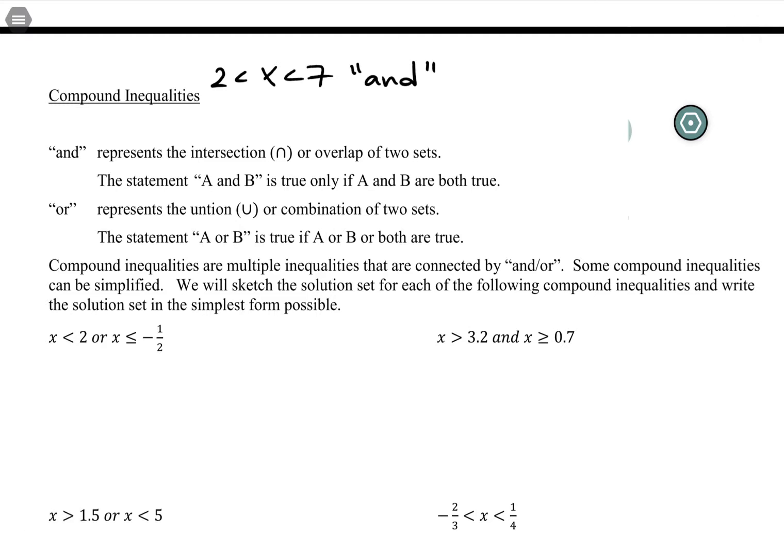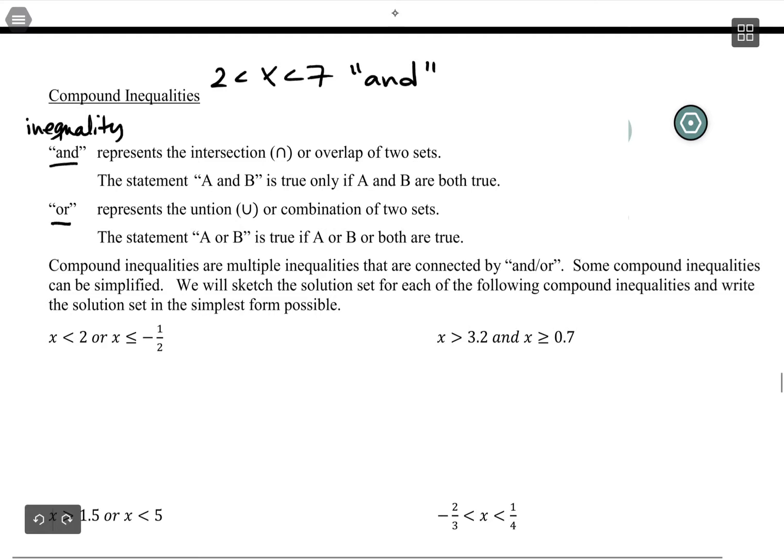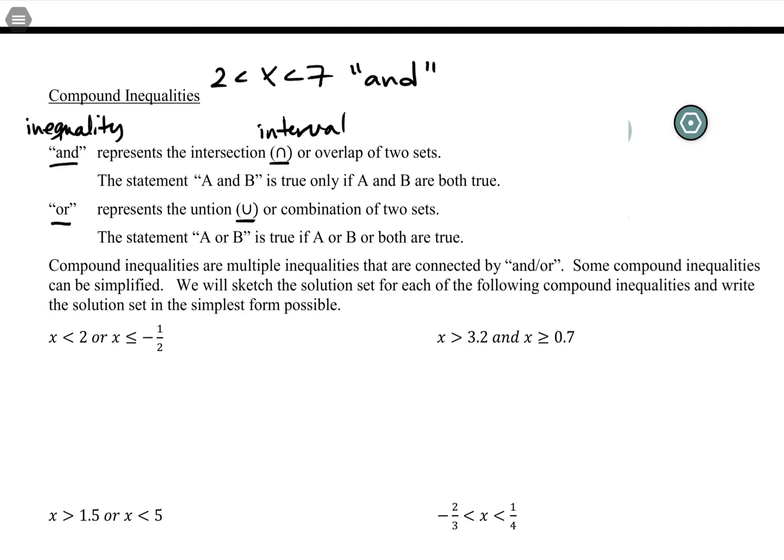So we're going to look at two versions of this notation. We're going to look at the inequality version, which is going to be the and or the or, and then we're going to look at the interval version, which is the intersection or the union. So and statements, otherwise known as intersection, can be used to hook two inequalities together. So we can have one inequality, we can put and in the middle, write another inequality. And that whole statement will only be true if both inequalities are true. So that is called intersection.